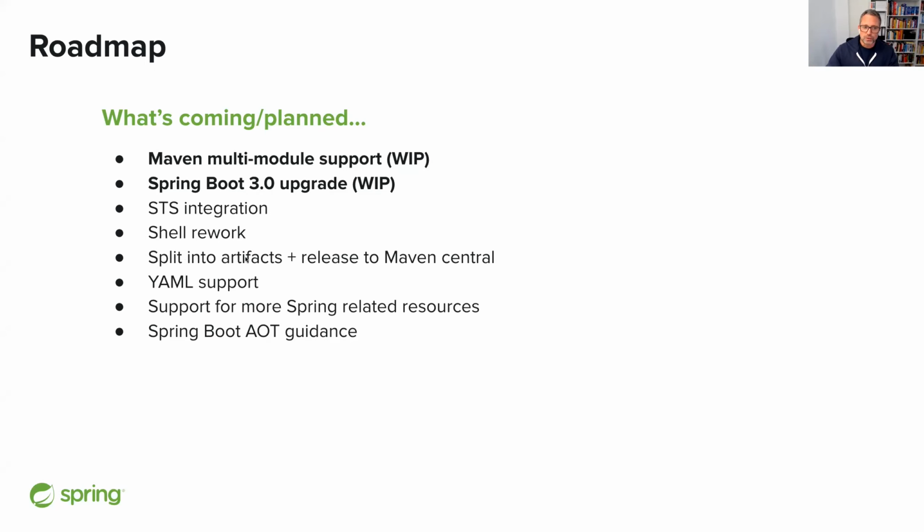I want to split this whole thing into artifacts. Right now we are releasing only on GitHub. So these things and these modules should go to Maven Central, so you can build your own applications on top of what's there. YAML support is missing. We're only working with properties. I want to provide more support for Spring-related resources, and something else on the list is AOT guidance. So if you want to have a cloud-native application, a Spring-native application, that's something that's going to tell you where you have maybe problematic spots.